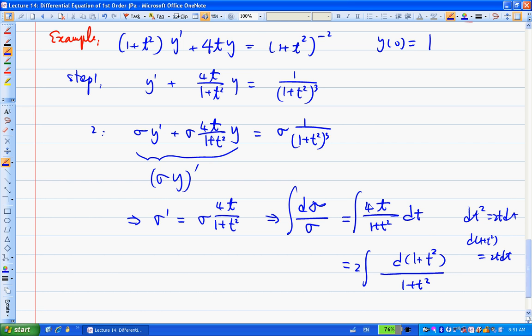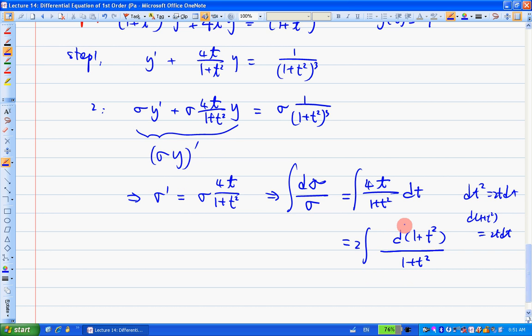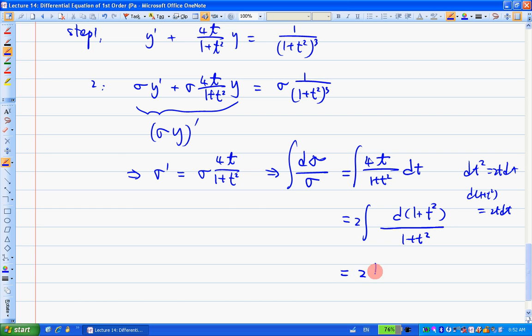I'm just doing my way here, kind of quick. If you're not comfortable with this, what would you do? You let u equal 1 plus t², and then you do your regular approach of substitution. Same thing. Is that clear? So this one equals 2 ln(1 + t²). You don't need the absolute value sign because 1 plus t² is guaranteed to be greater than 0.